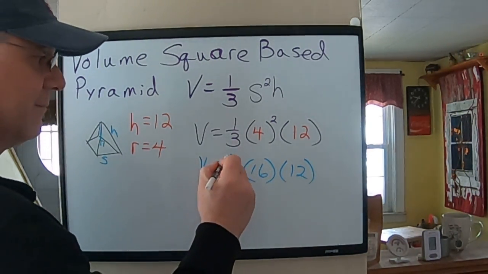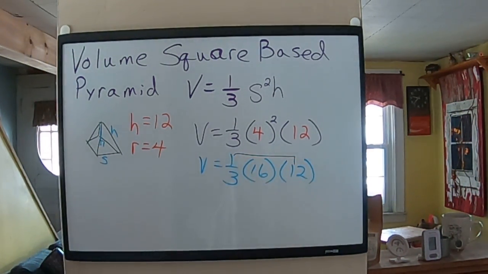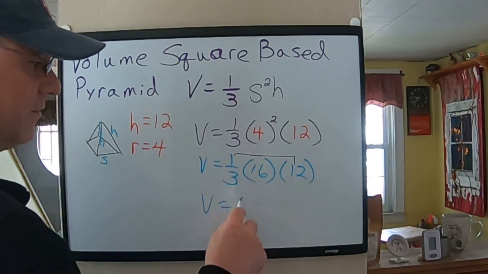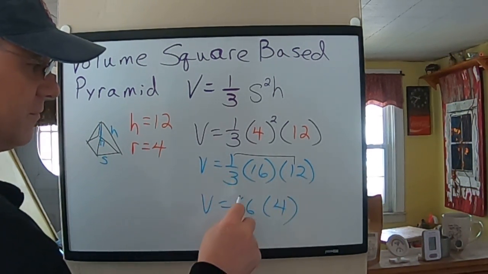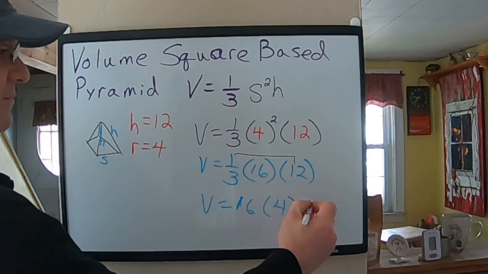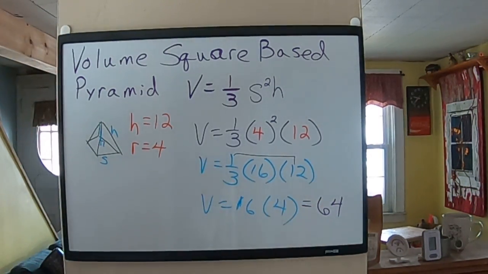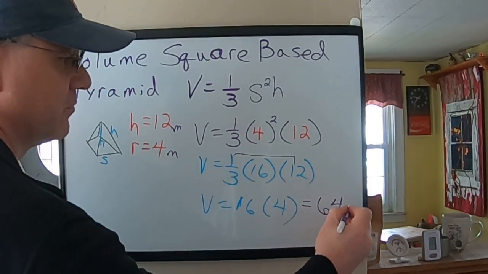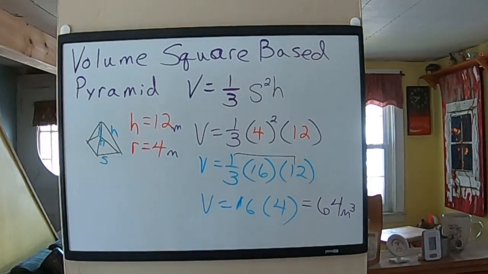Now, I'm going to connect up the 1/3 times the 12 because 3 goes into 12 4 times evenly. So volume, when I multiply those two together, gives me 4. 12 times 1/3, or 12 divided by 3. And then 16 times 4 is 64. Now, whatever your unit is, let's say we're talking about meters here, then it would be meters cubed because volume is cubed.